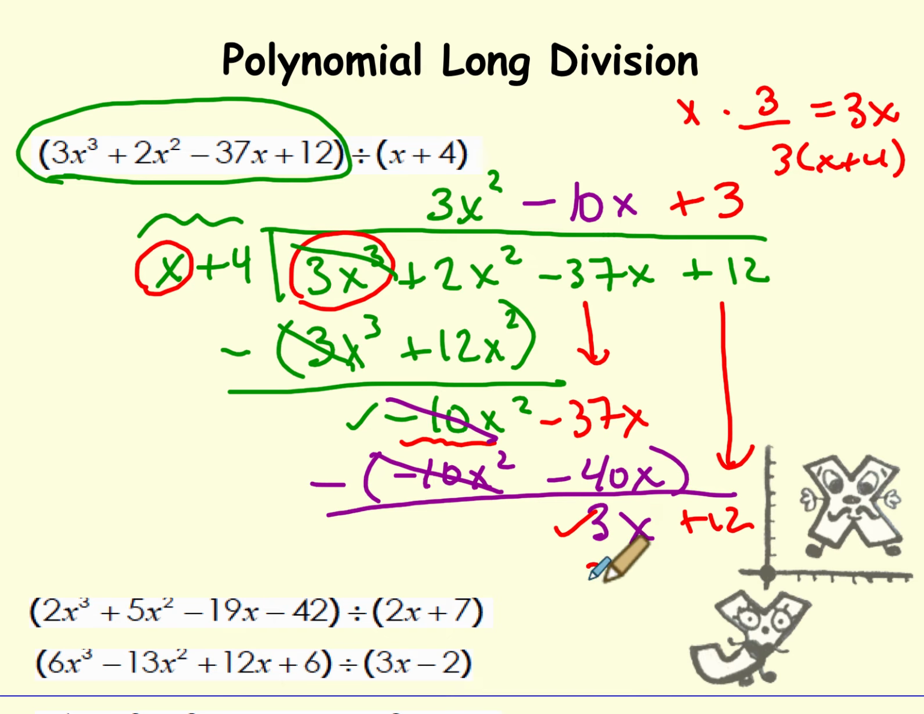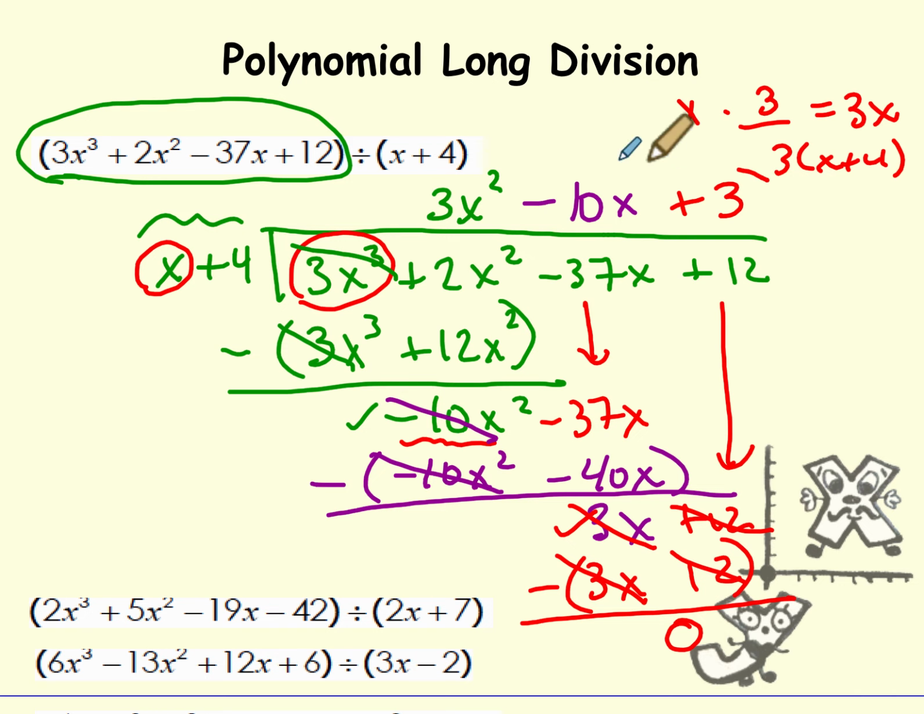And now I'm going to distribute 3 times x plus 4. So 3 times x is 3x. 3 times 4 is 12. And then I'm going to subtract. 3x, take away 3x makes 0. 12, take away 12 makes 0 as well. So my remainder is 0. And this is my quotient.